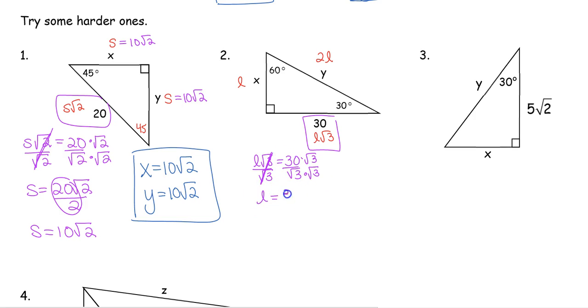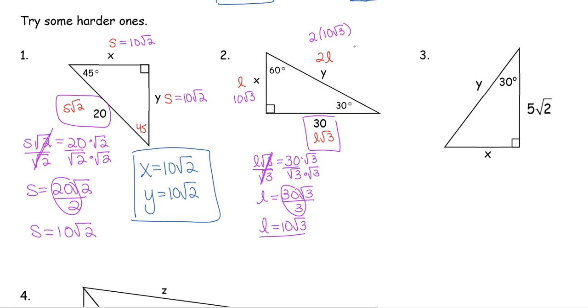That gives me L is equal to 30 root 3 all over 3. 30 over 3 can be reduced down to 10 root 3. So this tells me that L is 10 root 3. I look around my triangle. This side is L, so this side is 10 root 3. This side is 2 times L, so this is 2 times 10 root 3.